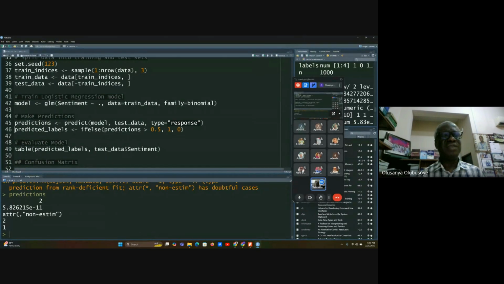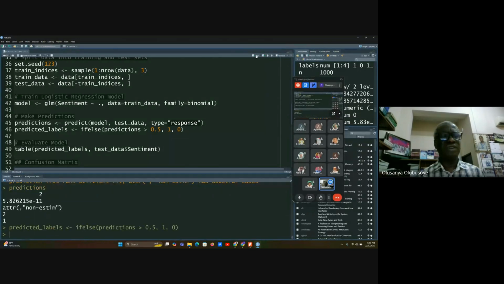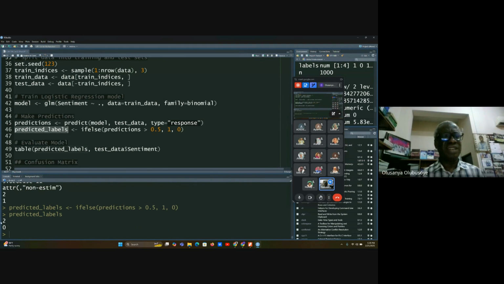This line helps you now to classify. If the probability is greater than 0.5, then it will label it as 1. If it is less, as in this case, it will label it as 0. So if you run that, you can see what the predicted label is. The predicted label for document 2 is 0.